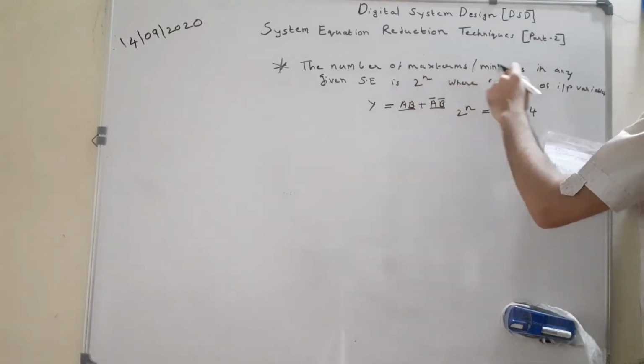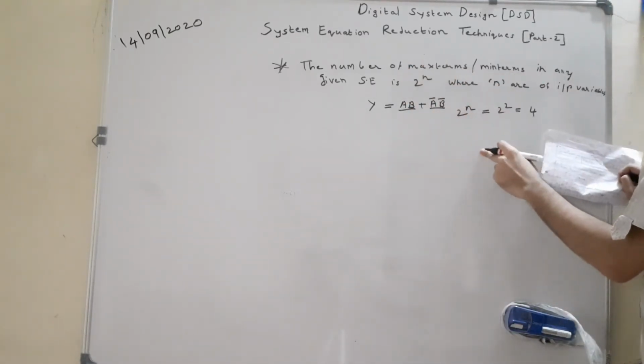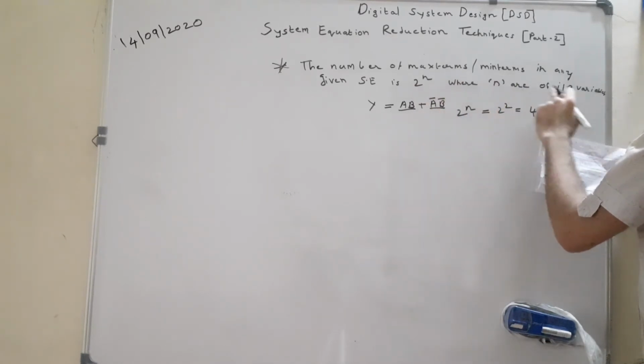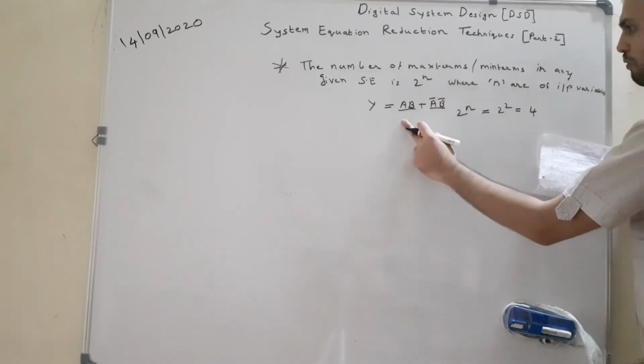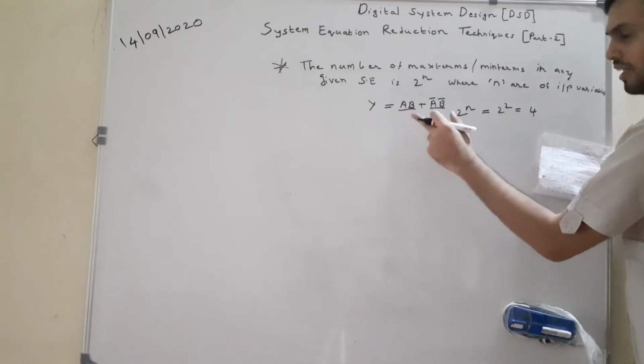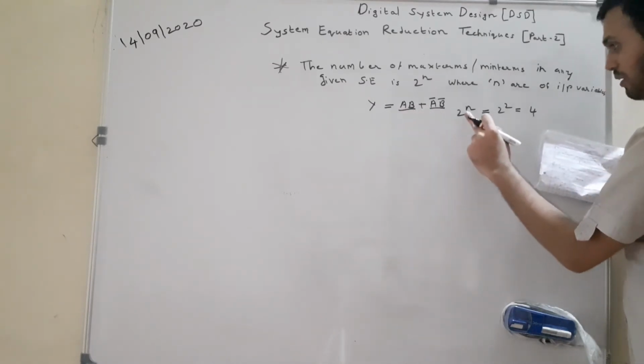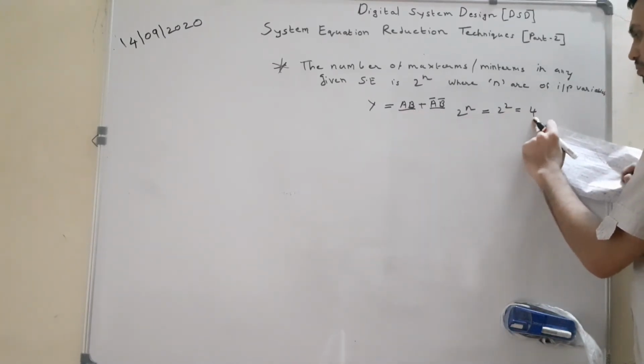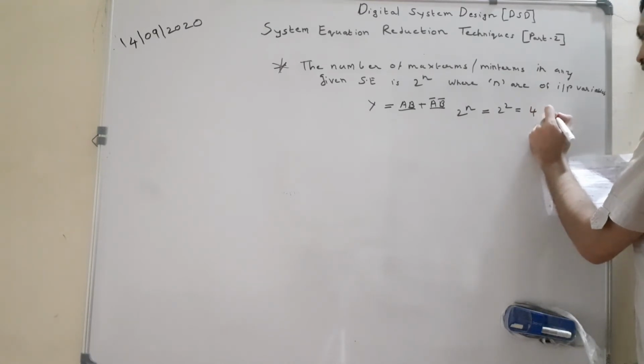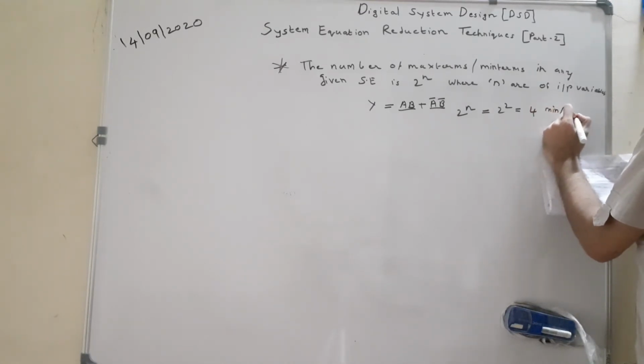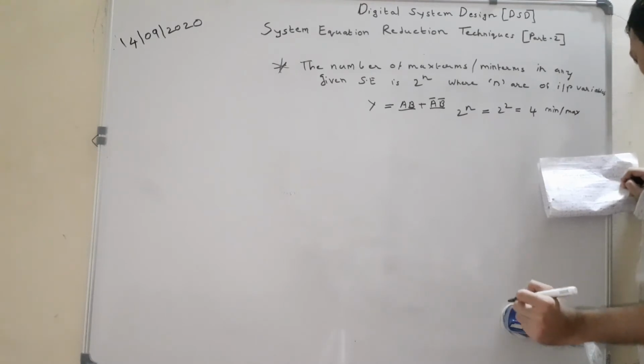So the number of min terms and max terms in any given system equation is 2 raised to n, where n is the number of input variables. Here in our case, the input variables were a and b, that is, there were 2 of them, so in 2 raised to n we substituted 2. So we got 4 min terms or max terms. This is a very important point to note over here.